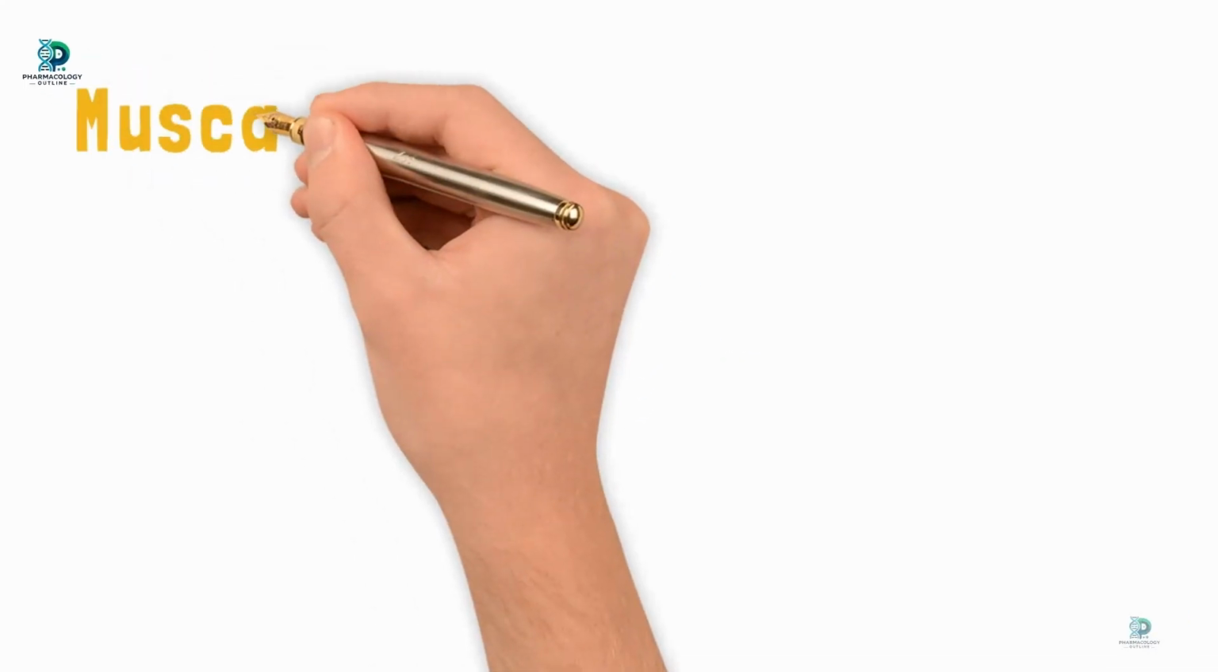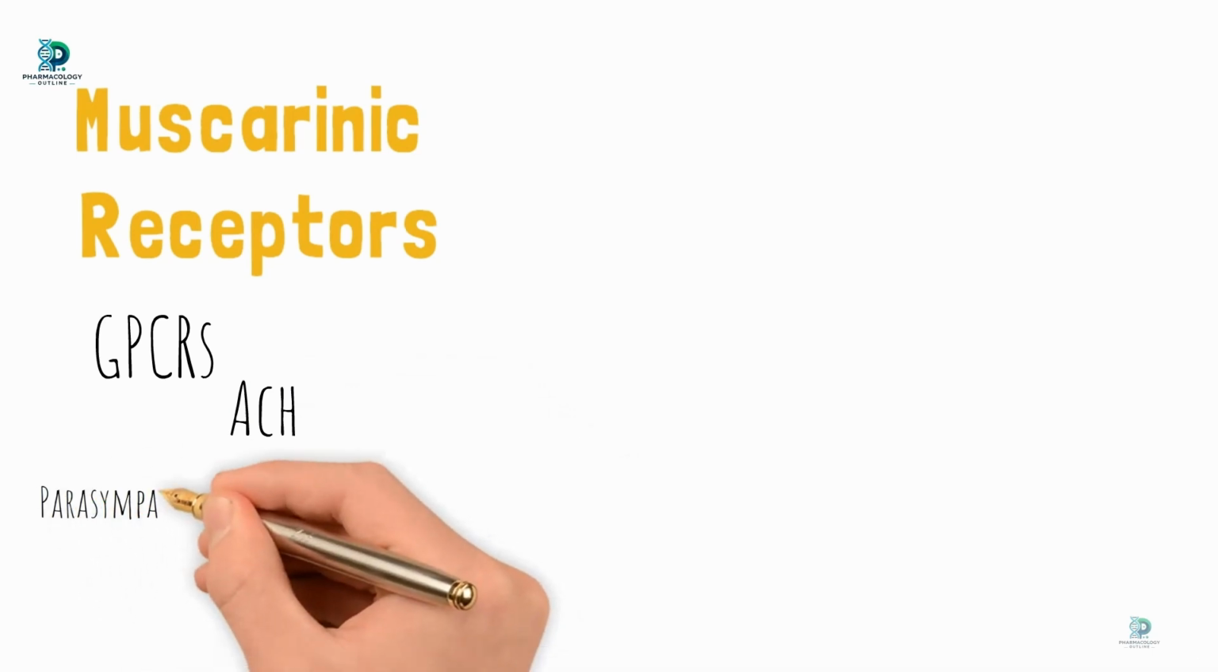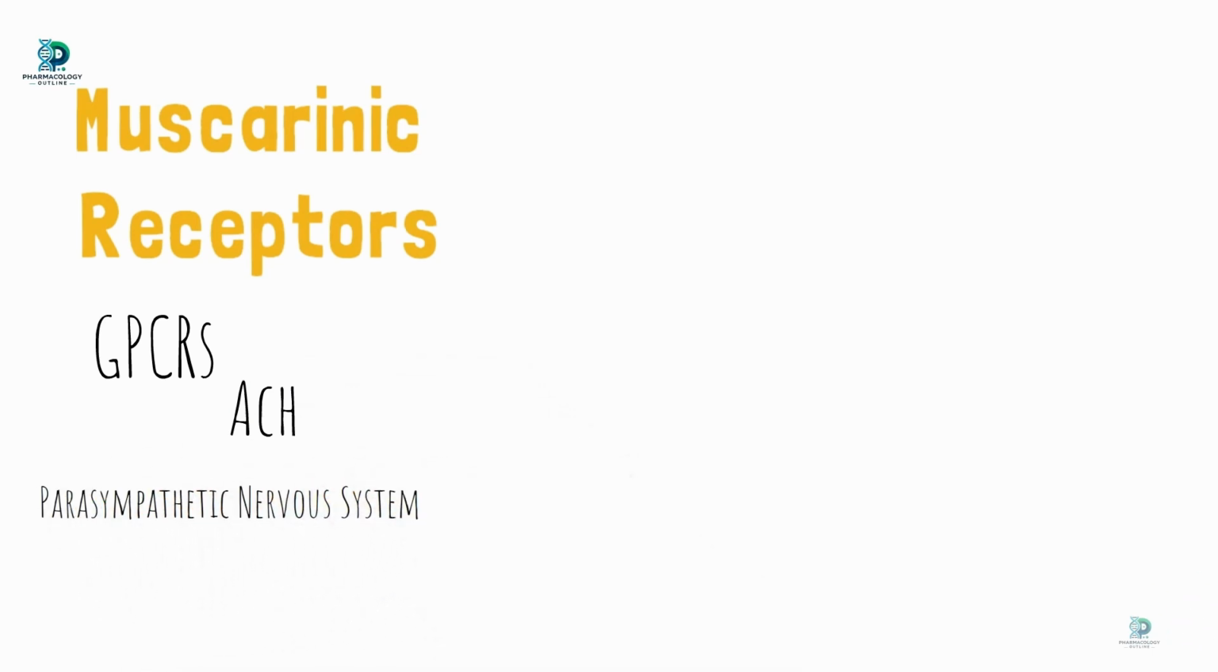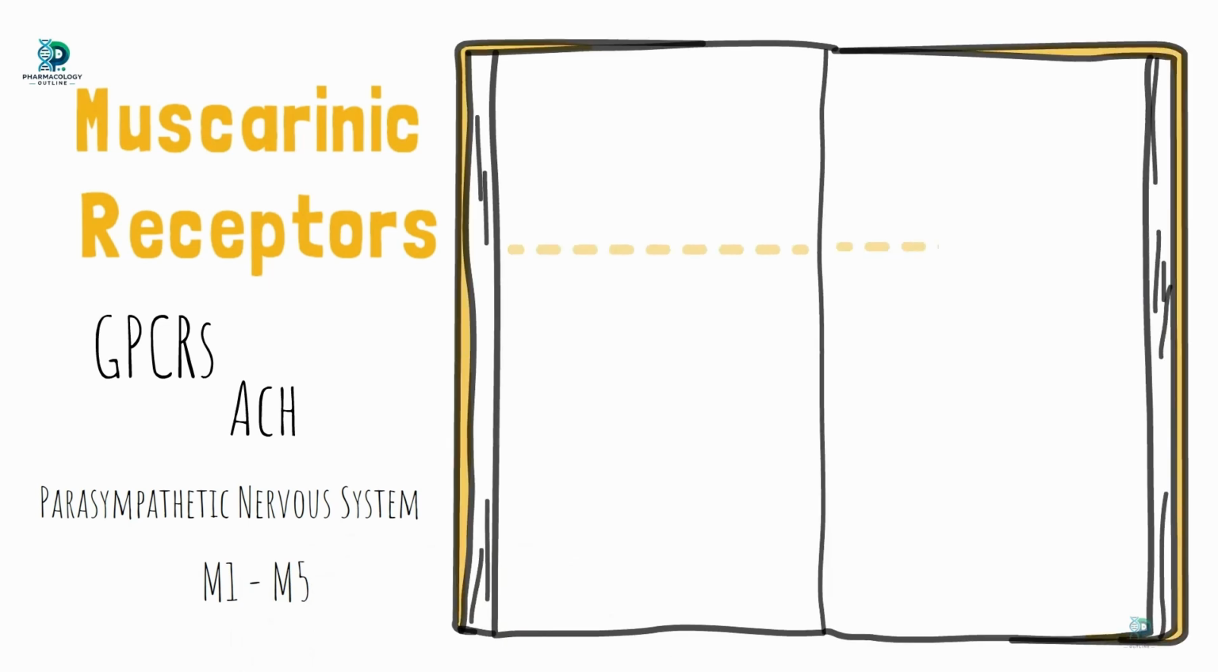Today, we'll discuss muscarinic receptors. These are G-protein-coupled receptors activated by acetylcholine, primarily in the parasympathetic nervous system, specifically the 5 known subtypes, M1 through M5. Let's begin with M1 receptors.